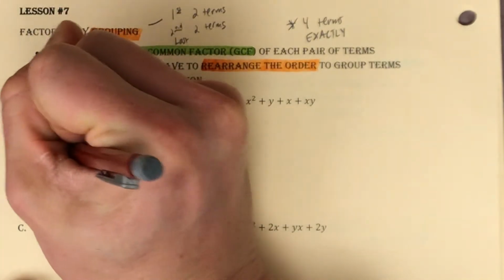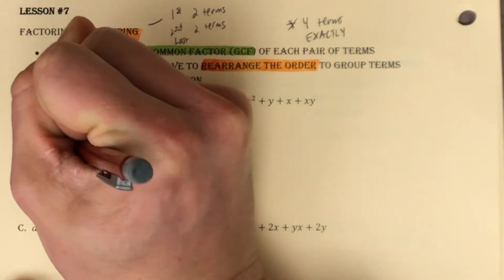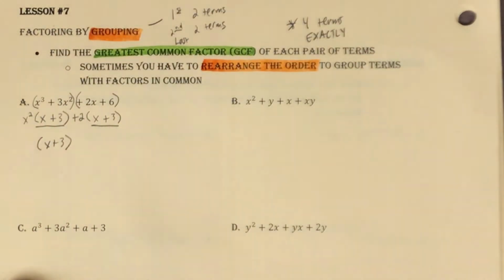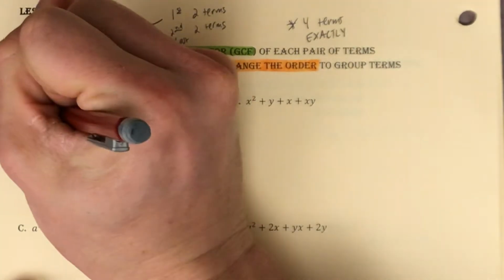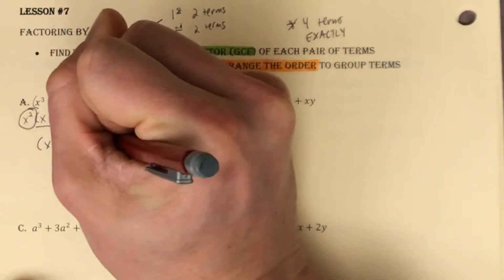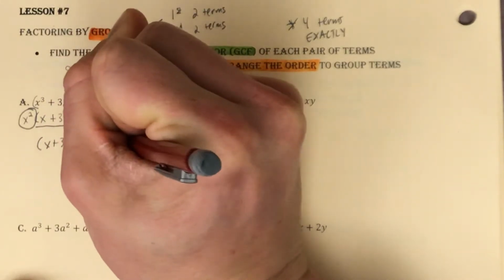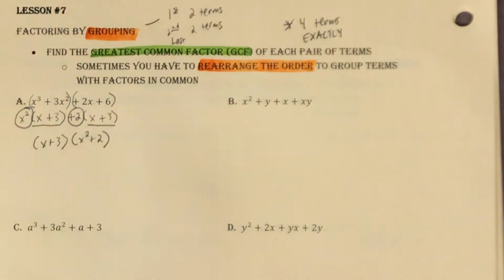So my first factor, or first parenthesis, is x plus 3. My second parenthesis is what's left over, x squared plus 2. So x squared plus 2, and that is my second factor. Now this last part that we just did is exactly what we learned about in lesson number 6. So if you remember lesson number 6, then you should be able to finish out the problem correctly.